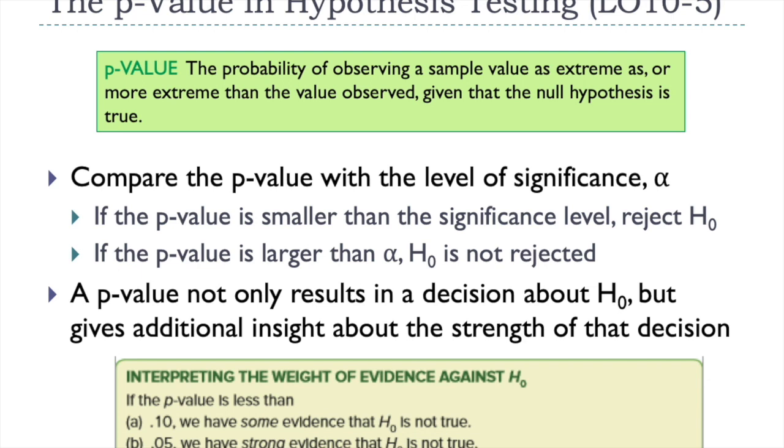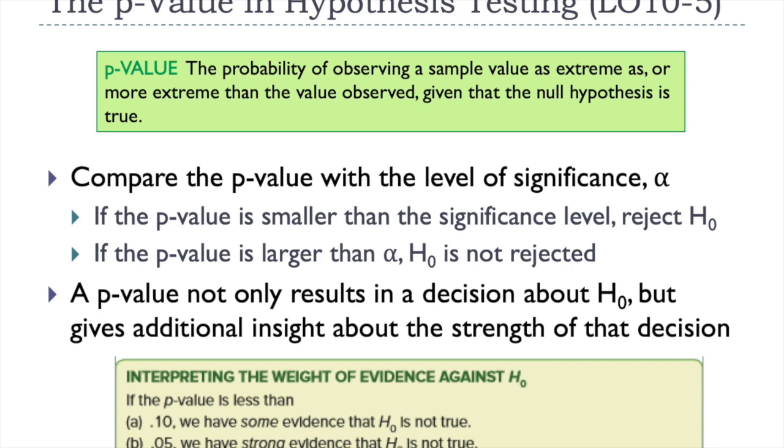The next part in the chapter talks about the p-value, and so this is the probability of observing a sample value, or the probability that the value of the test statistic of our sample is as extreme as the value computed, if our null hypothesis is true. And if we have a very, very small value, like 0.001, then there's little likelihood that the null hypothesis is true.